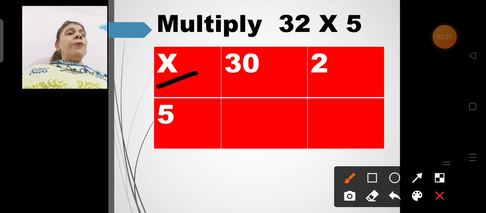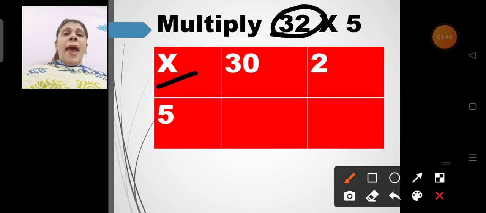Then now you must be thinking, in the question it is 32, but here the teacher has written 30 and 2. From where did I get this? This number 32 I will split, I will expand that number and it will become 30 and 2. In one column I will write 30, in another column I will write 2. So 30 and 2 is 32.